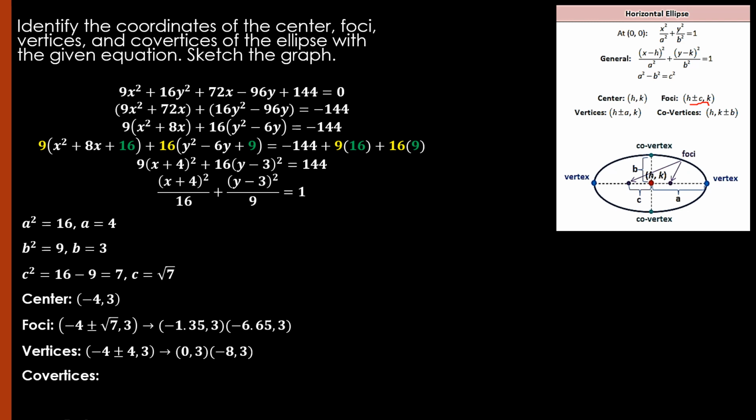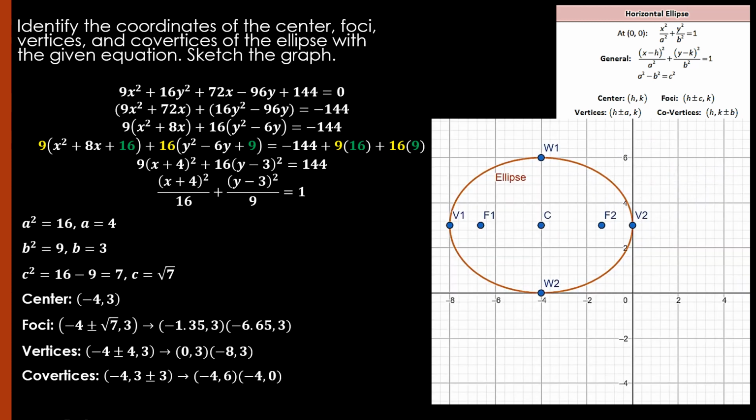For the co-vertices, we will use the formula, which is h, copy the h, which is negative 4, and then for the y coordinate, we have k plus or minus b. So k is 3 and b is 3. Then let's simplify more. We have negative 4, 6, and negative 4, 0. And this is the graph of the ellipse. So this is a horizontal ellipse.